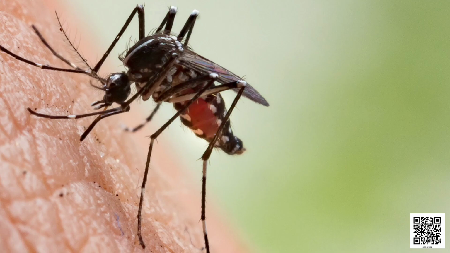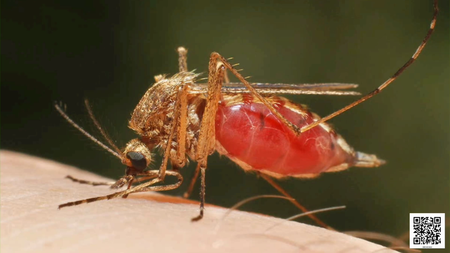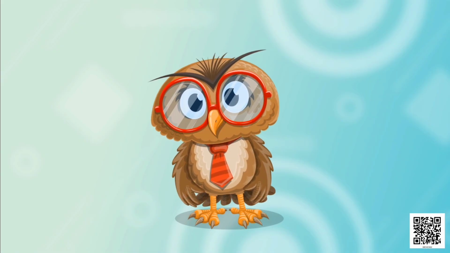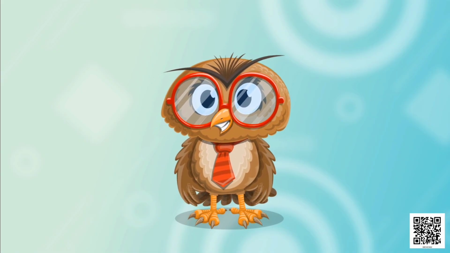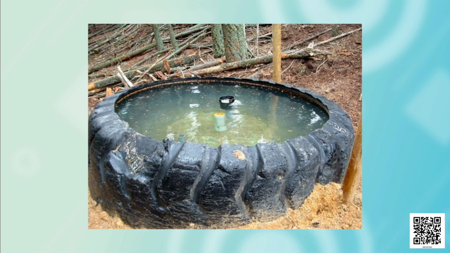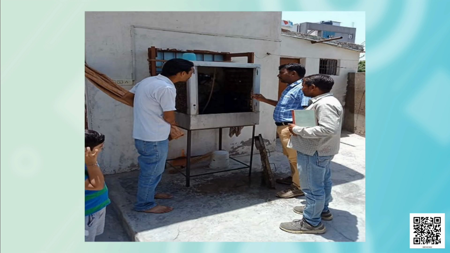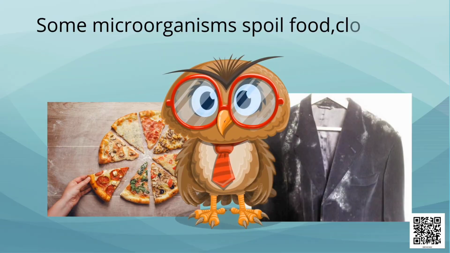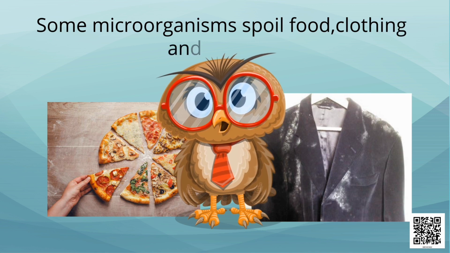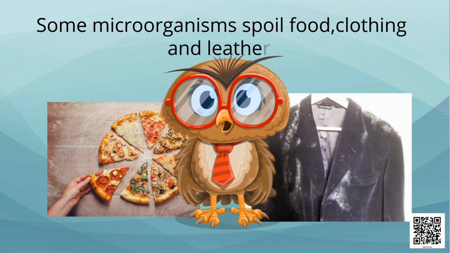Another example of a carrier is mosquitoes. Mosquitoes spread diseases like dengue, chikungunya, and malaria. All mosquitoes breed in water, hence we should not let water collect in tires, flower pots, and water coolers. Some microorganisms spoil food, clothing, and leather.